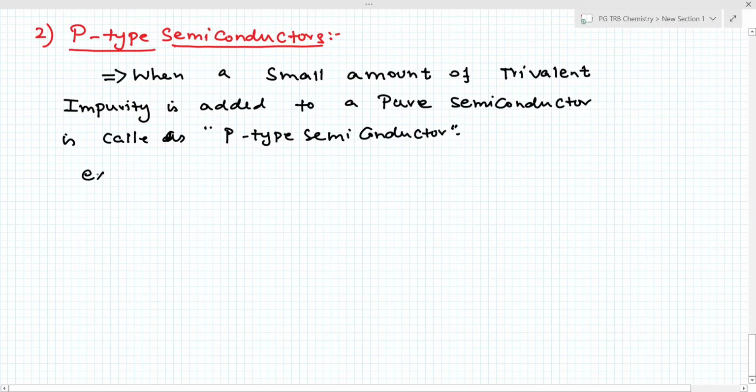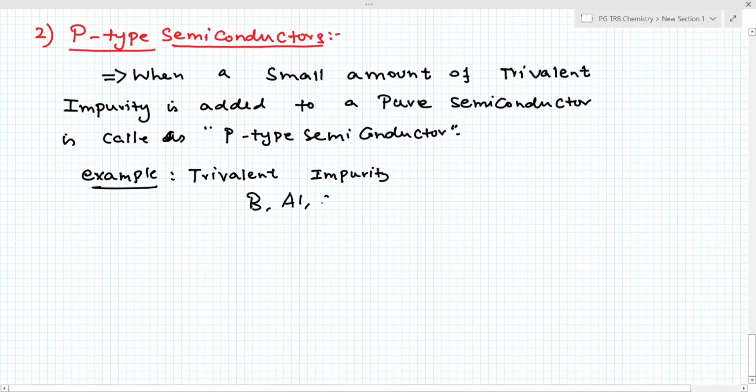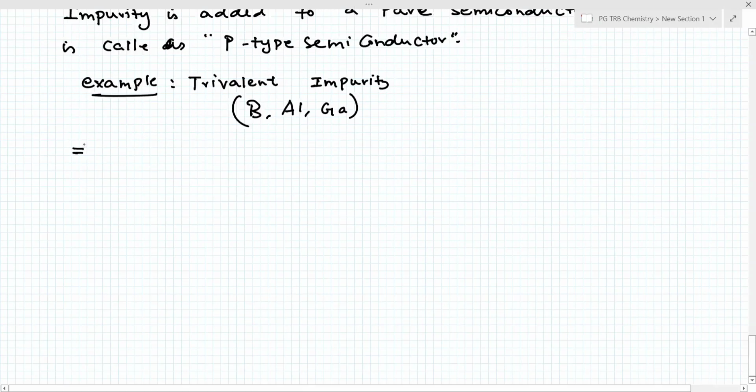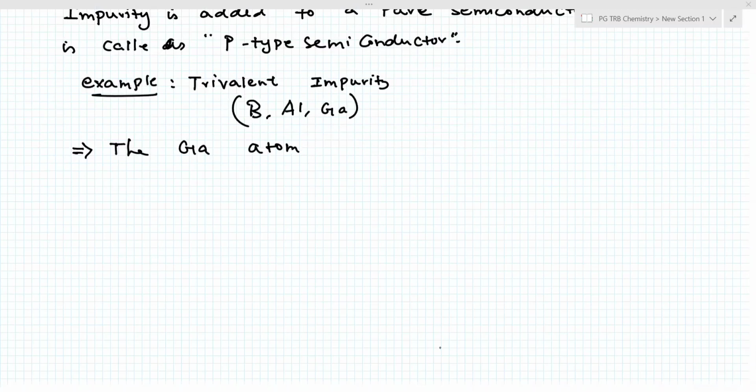Examples of trivalent impurity: boron, aluminium, gallium. Now write the point, very important. The gallium atom, how many valence electrons? Three, sir. Germanium? Four. Good.